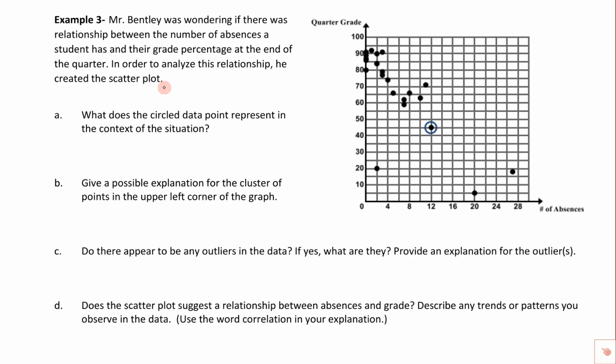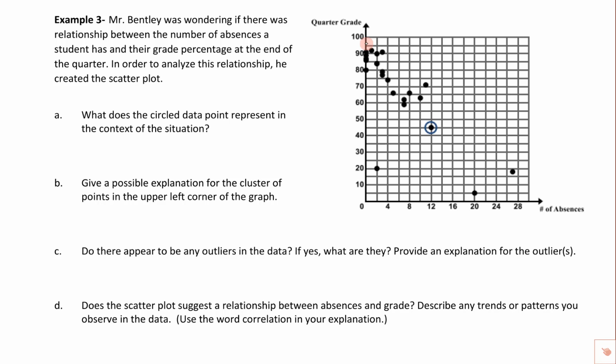You'll notice that the axes are labeled and scaled, so we definitely want to look at that. So the number of absences are over here on the horizontal axis. So 0 absences here all the way up to, looks like 28 absences here. Looks like somebody had 27 absences. And then on the vertical axis, it's quarter grade. So 0% for a quarter grade all the way up to 100% for a quarter grade. Doesn't look like anybody got 100%, but that doesn't happen very often.